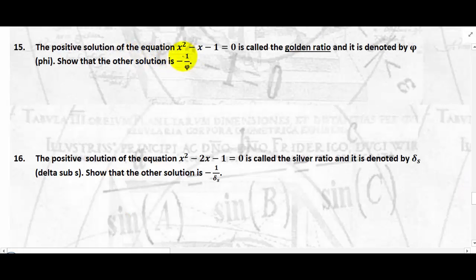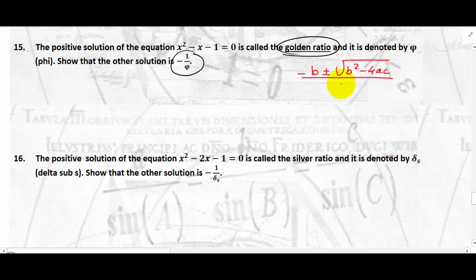The positive solution of the equation x squared minus x minus 1 equals 0 is called the golden ratio, and it is denoted by phi. This is phi. Show that the other solution is negative 1 over phi. To do that, well, I need to solve the equation, okay? I'm going to use the quadratic formula. So let me remind you of the quadratic formula. It is negative b plus or minus the square root of b squared minus 4ac, over 2a. All right, let's use it here.